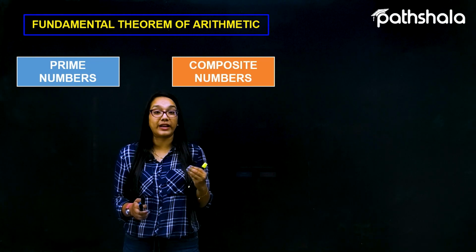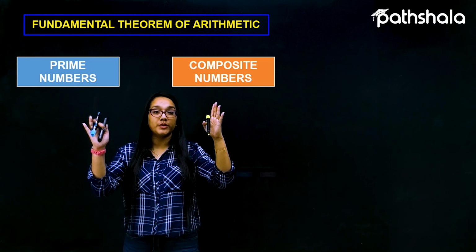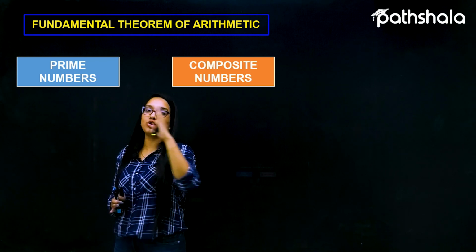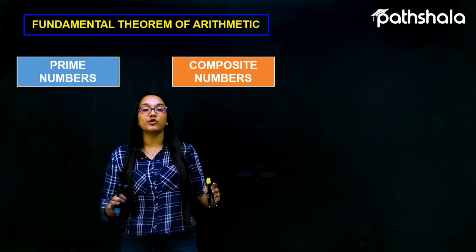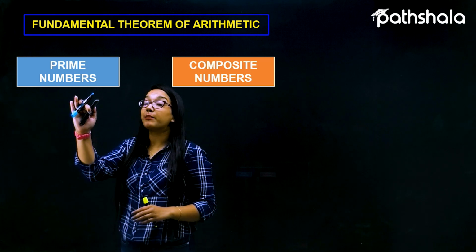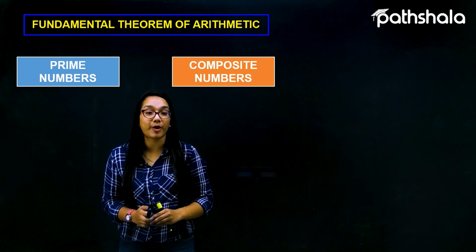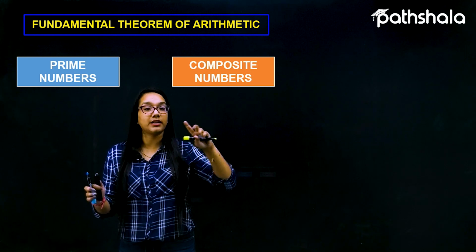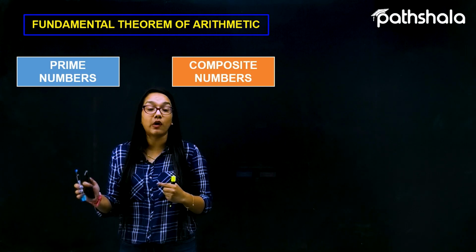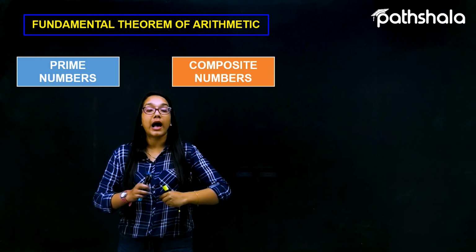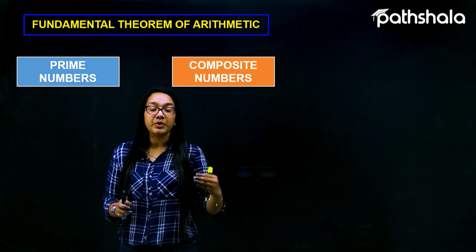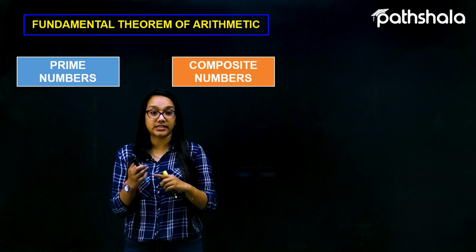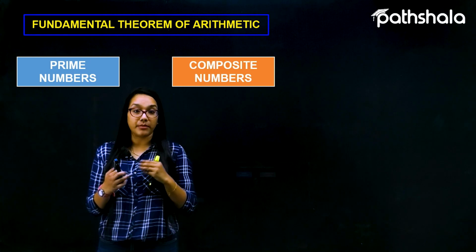but let me recall the definition of these two kinds of numbers, because in the fundamental theorem of arithmetic they are really very important. Let us talk about the very first one, the prime number. What is the meaning of a prime number? Any number which has only two factors, that is 1 and itself, is called a prime number. Take the number 3. It has only two factors, 1 and itself, that is 3. That is why it is called a prime number.